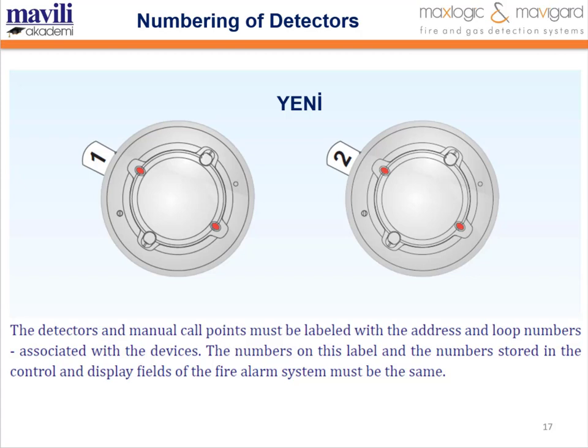Let's talk about the importance of identification. The control and indicating equipment may have the ability to individually recognize the detector or alarm button that the alarm is given from. In this case, a method should be provided to ensure that the indicator of the control and indicating equipment is associated with the relevant detector.